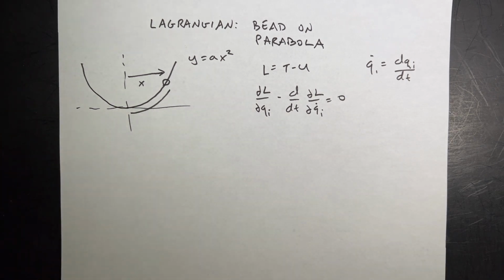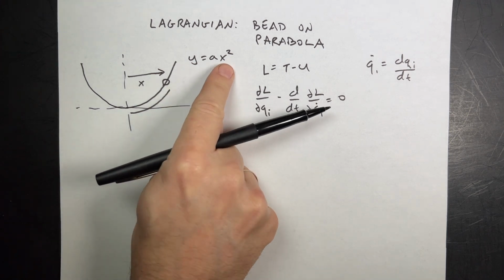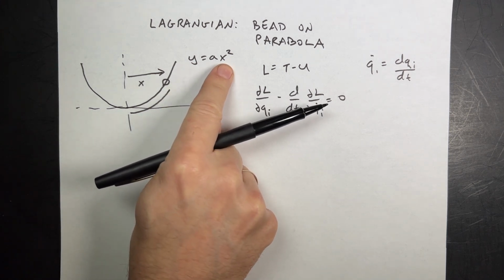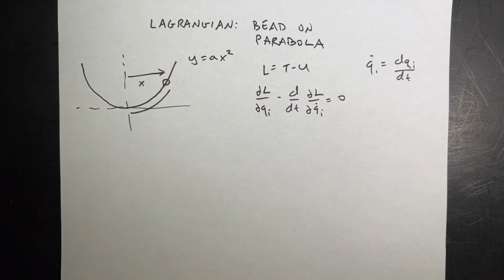Now you could say, well, why not just use y for the variable? Well, if I know the y value, do I know the x value? No, because I'd get a plus or minus. It doesn't actually tell me everything, so it's better to use x.